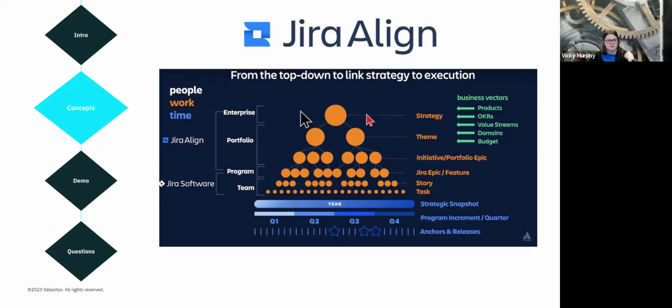Below that, we get into the portfolio level. This is where we're setting those themes. These might be a year or more long, really high-level strategic goals, if you will, that we are trying to achieve. And then we start to decompose that, right, into smaller chunks of work.